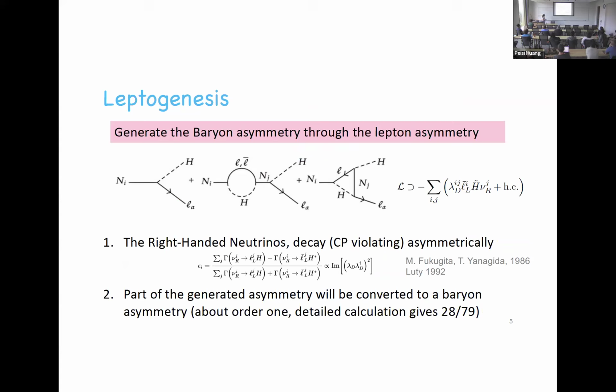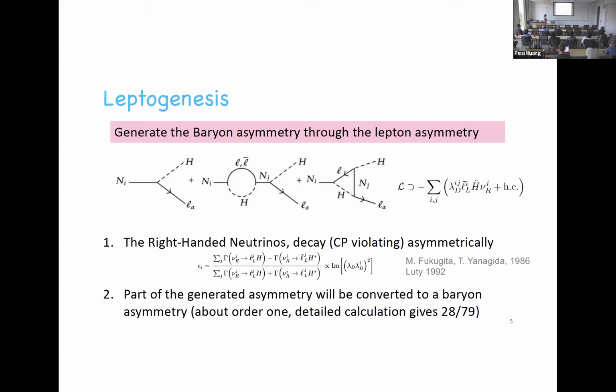The first one is the asymmetric decay of the right-handed neutrino. At the leading order, the decay is symmetric. So the right-handed neutrino decays to lepton and anti-lepton with the same probability. At the next-to-leading order, we have the one-loop diagrams. They interfere with the tree-level diagram, and the interference leads to an asymmetry in the right-handed neutrino decay. And the asymmetry is proportional to the imaginary part of lambda dagger lambda squared.